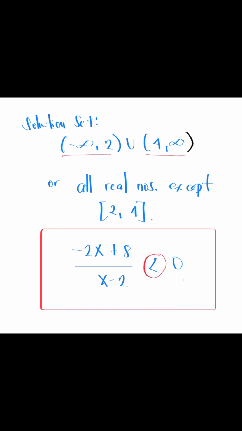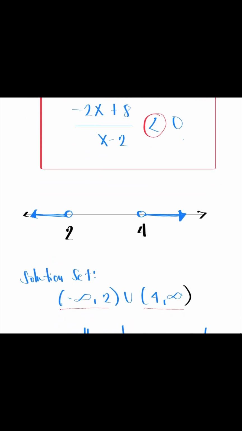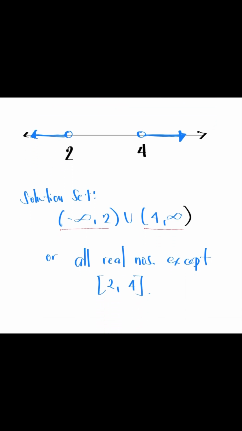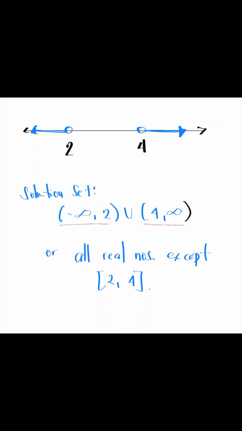Same is true for the graph. The graph is from positive 2 to the left up to negative infinity, and from positive 4 to the right up to positive infinity. Meaning, the solution set now is the union of the interval from negative infinity to positive 2 and the interval positive 4 to positive infinity, or all real numbers except those from positive 2 up to positive 4.